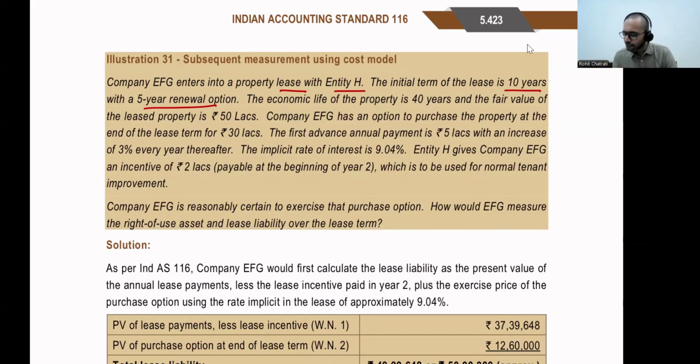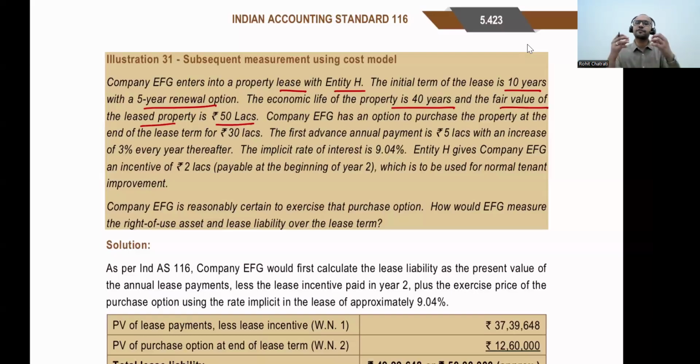The economic life of the property is 40 years. The asset has a total life of 40 years, of which the lease term is going to be 10 plus a 5-year renewal option. The asset's life is 40 years, but the lease agreement is for a period of 10 years with a 5-year renewal option. The fair value of the leased property is rupees 50 lakhs.